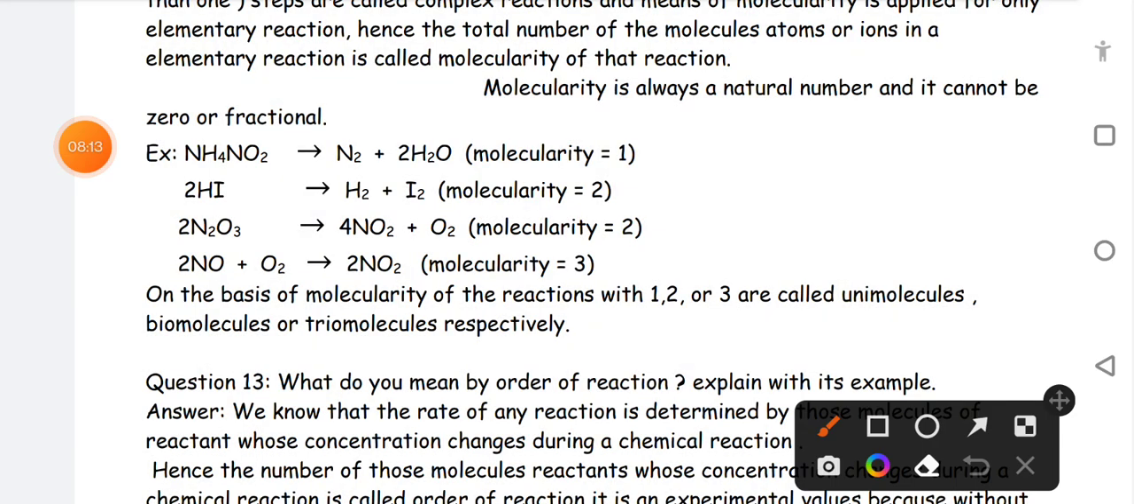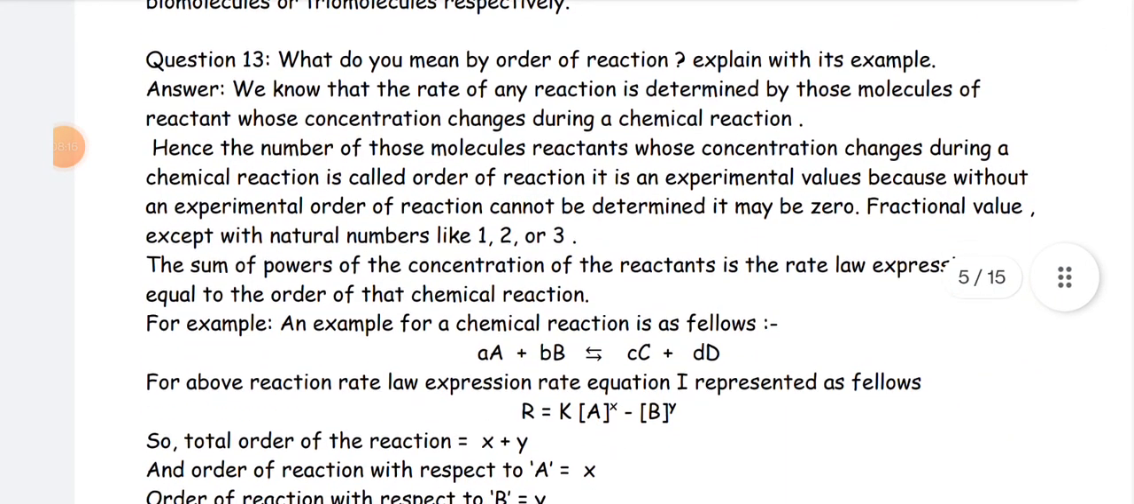What is order of reaction? We know that the rate of any reaction is determined by those molecules of reactants whose concentration changes during a chemical reaction. Hence, the number of those molecules of reactants whose concentration changes during a chemical reaction is called order of reaction. It is an experimental value because without an experiment, order of reaction cannot be determined.